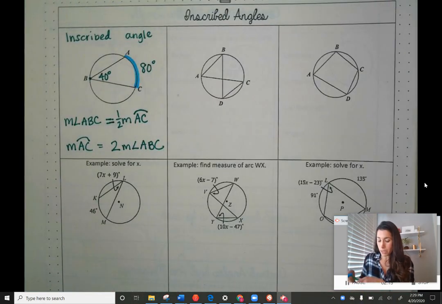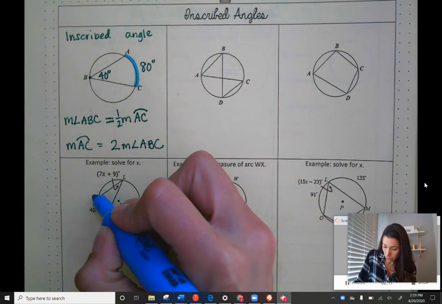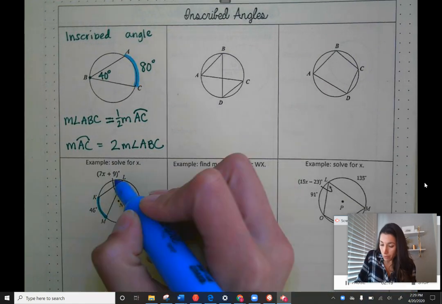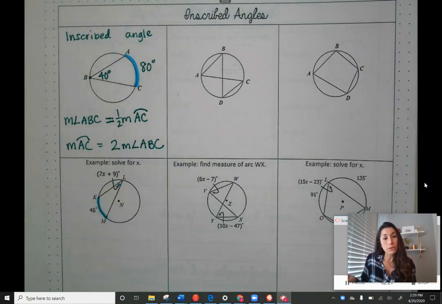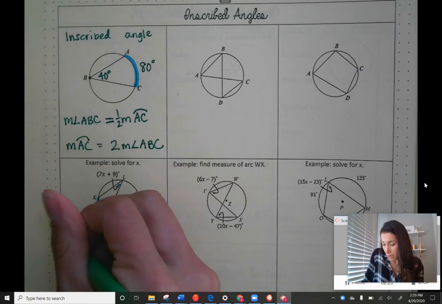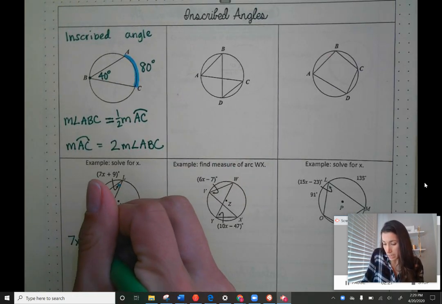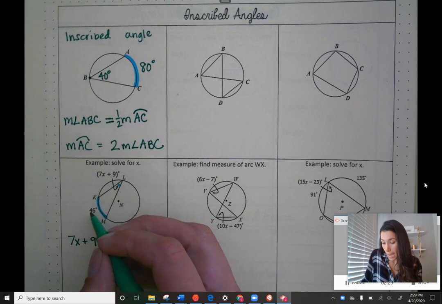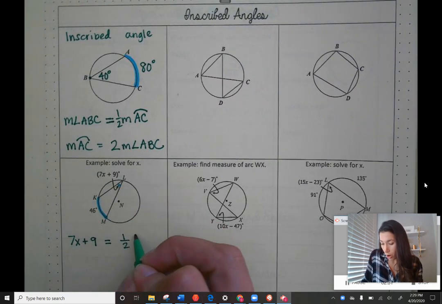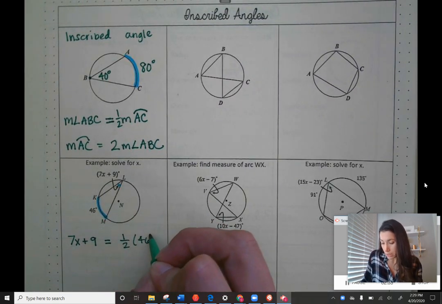Okay. So an example of us using this problem would be here. We have a 46-degree arc. That's this arc KM. Therefore, that means this inscribed angle here would be half of that. So we should be able to say that 7x plus 9, that's the inscribed angle, is equal to half of our arc, which is 46.